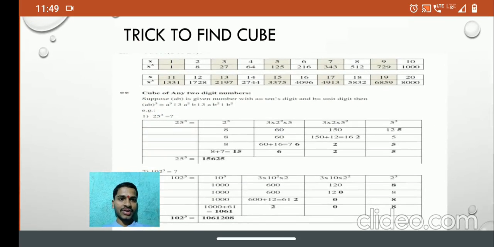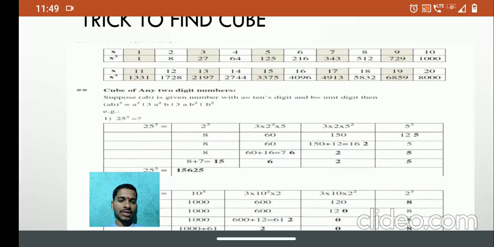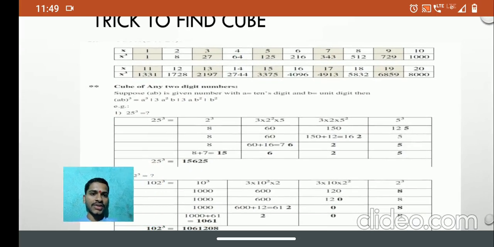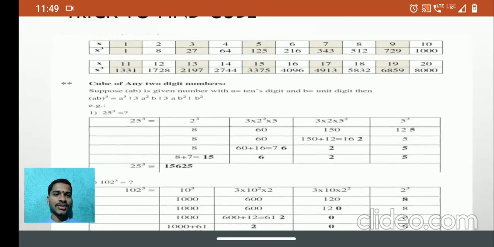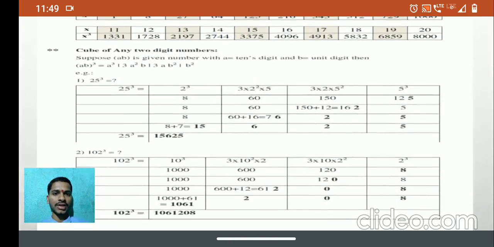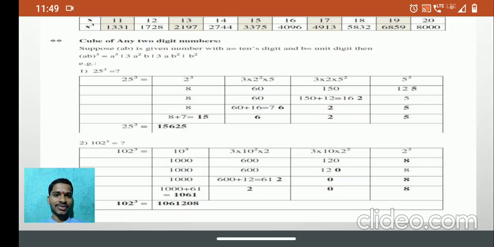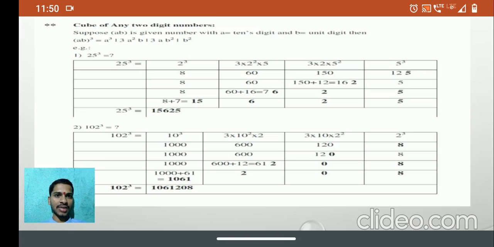Now we'll try to understand by taking one example. Here 25 is the number we have taken. We've taken the same number, 25, to find a square and a cube, to see the difference. Now we'll arrange the number according to that formula. We can see 2 cube in the first compartment, then 3 into 2 square into 5, then 3 into 2 into 5 square, and in the last compartment 5 cube.